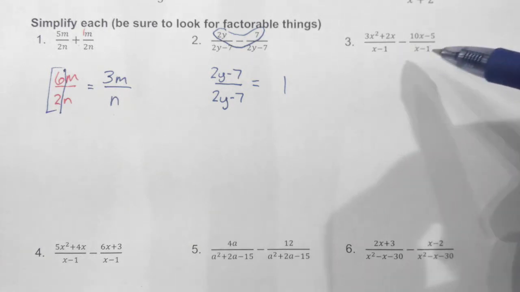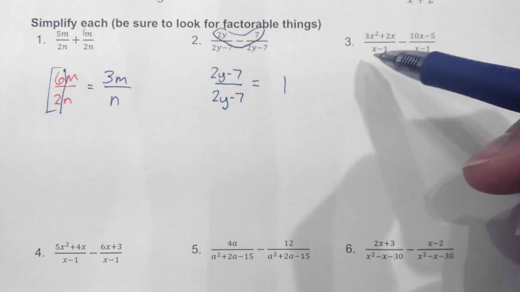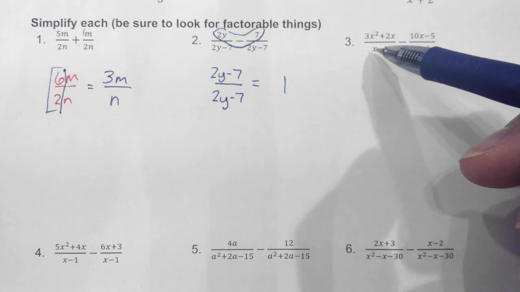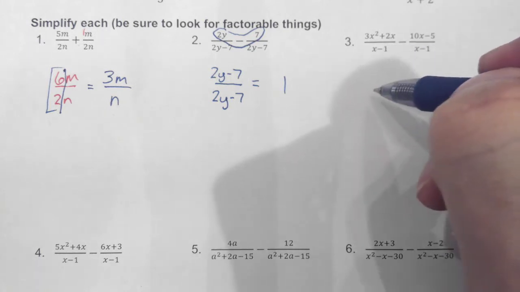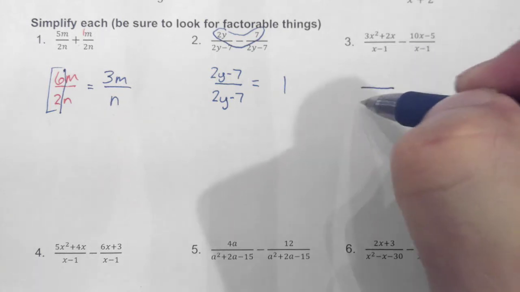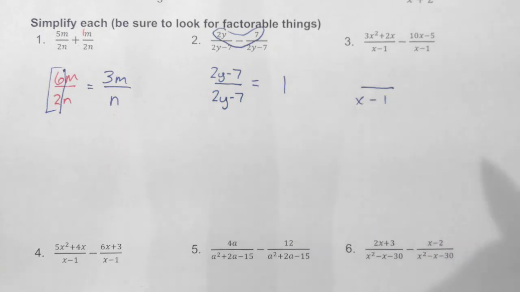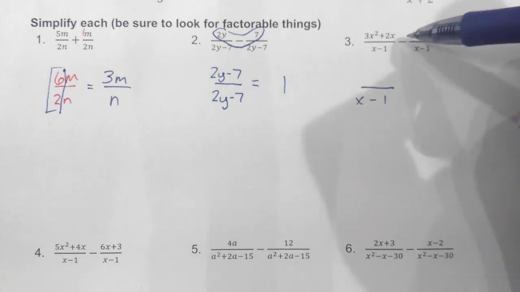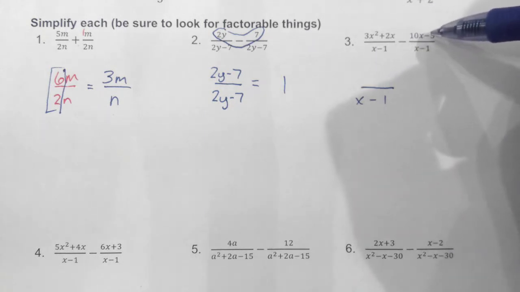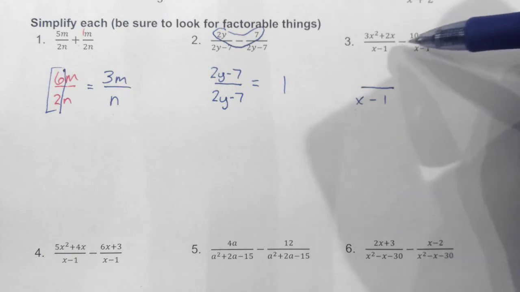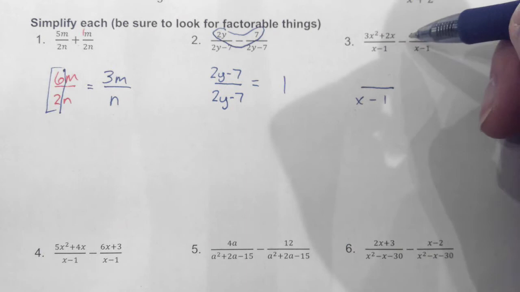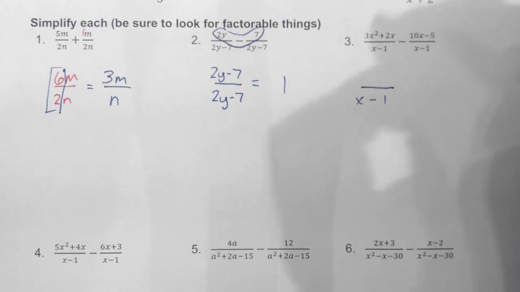Number 3, again, I've got 3x squared plus 2x over x minus 1 minus 10x minus 5 over x minus 1. So again, I've got those common denominators. So I know I'm going to have that denominator of x minus 1. And then I have to do what the numerators say. Now here's where the mistakes are going to happen. Whenever you subtract a fraction that has more than one term, you have to distribute that negative. If you make a mistake, this is probably where it's going to happen.